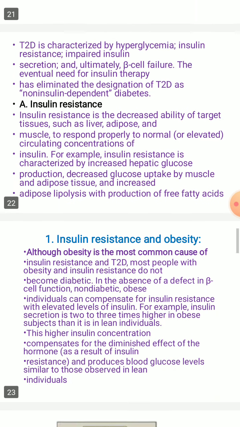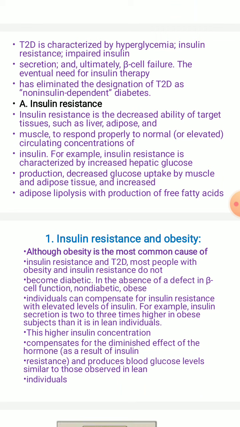So what is going to happen with respect to insulin resistance and obesity? Although obesity is the most common cause of insulin resistance, in type 2 diabetes, most people with obesity and insulin resistance do not become diabetic in the absence of a defect in beta cell function. In the absence of a defect in beta cell function, non-diabetic obese individuals can compensate for the insulin resistance with elevated levels of insulin.